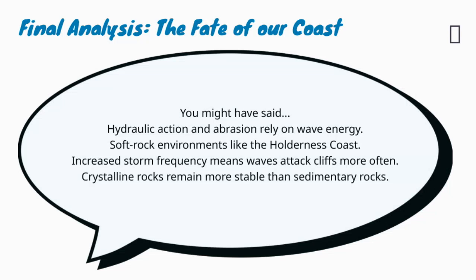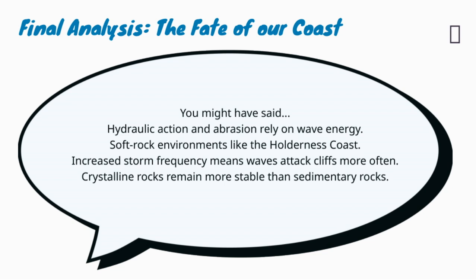You might have said that hydraulic action and abrasion rely on wave energy. That is correct. If storm waves become more frequent and powerful, these processes are likely to become more intense. You might have said that soft rock environments like the Holderness Coast are most at risk. That is also correct. Soft rocks such as clay are weak, easily saturated, and more vulnerable to collapse and erosion. You might have said that increased storm frequency means waves attack cliffs more often. That is another strong point. You might also have said that crystalline rocks remain more stable than sedimentary rocks.